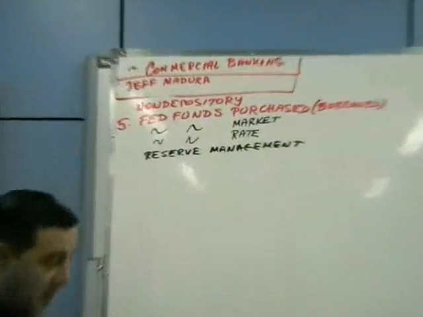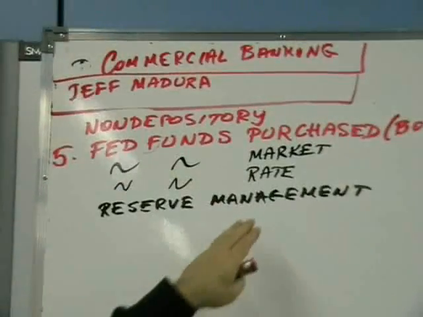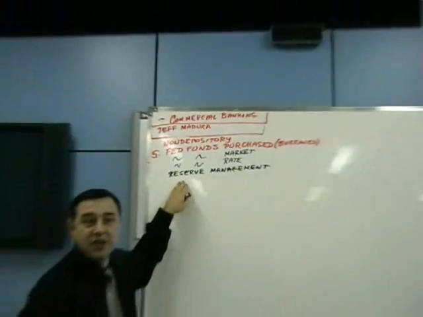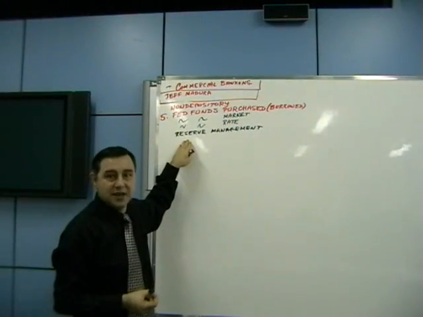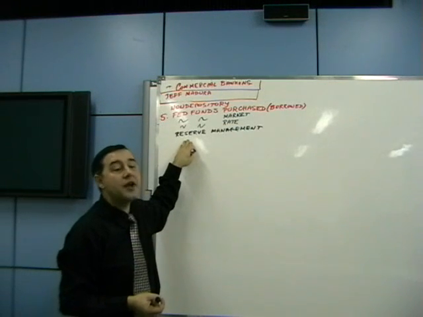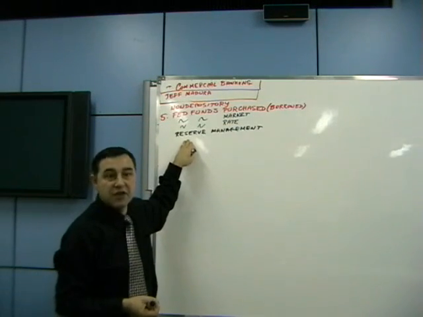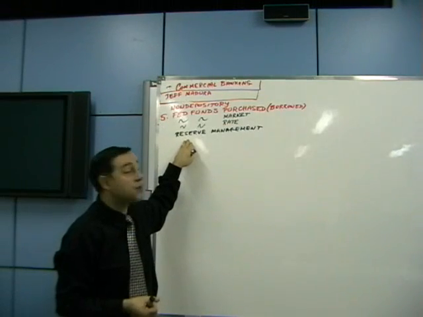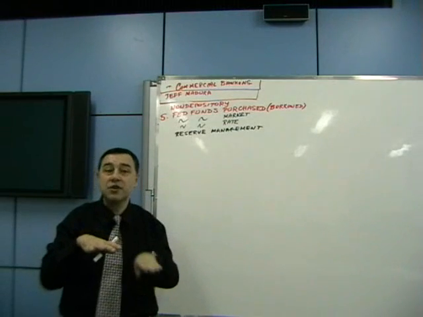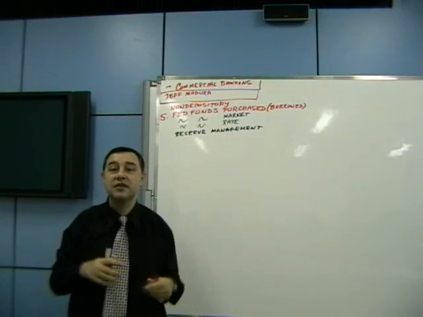So, reserve management is the management of available reserves by a commercial bank in order to comply with minimum reserve requirements. So every commercial bank's got to be watching its reserves not to fall below the minimum reserve requirements. And what's the minimum reserve requirement?